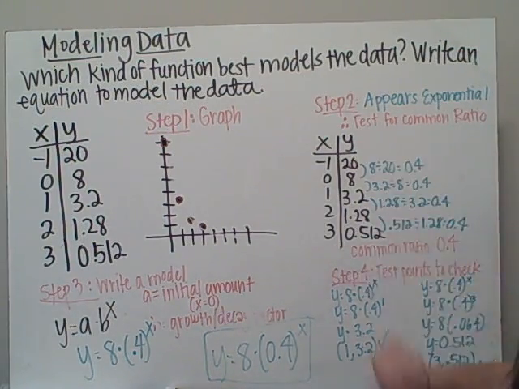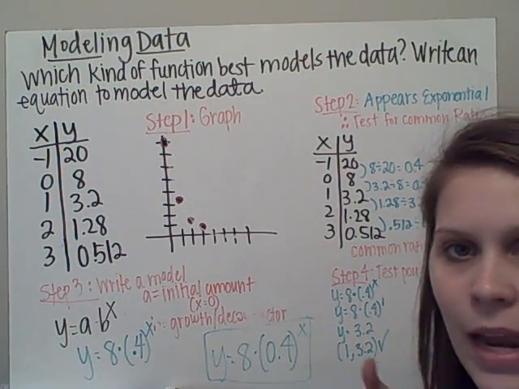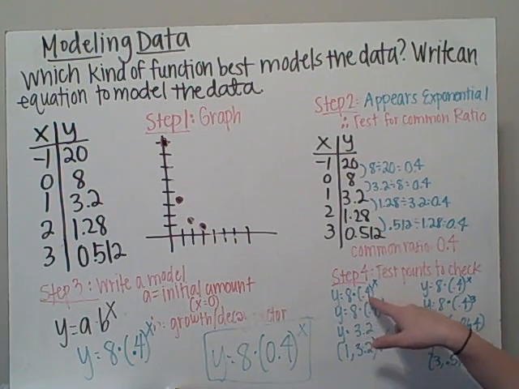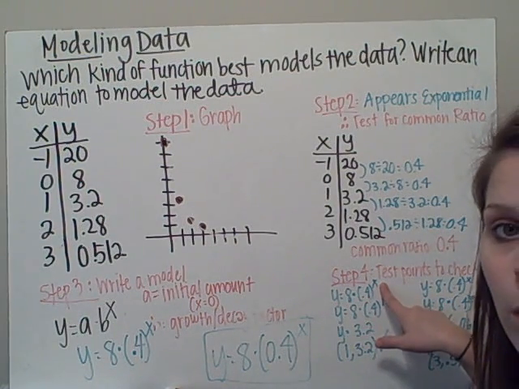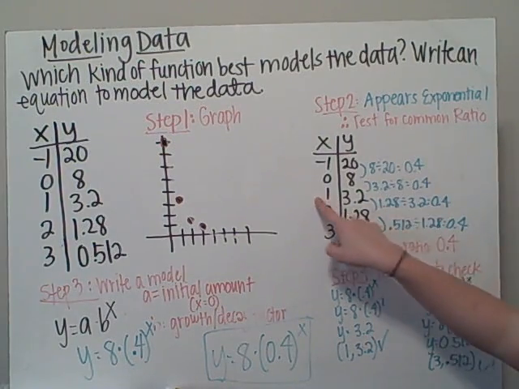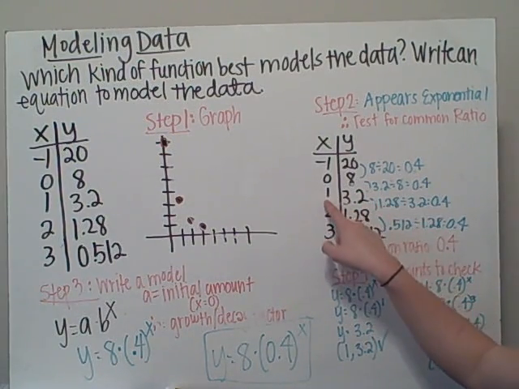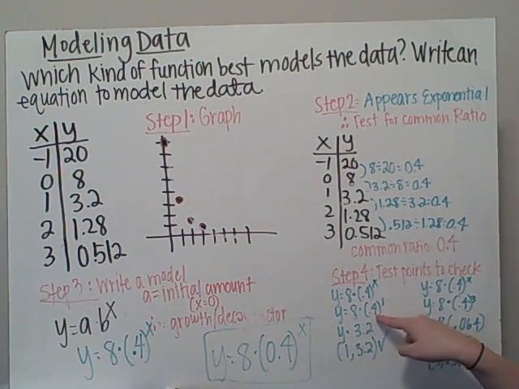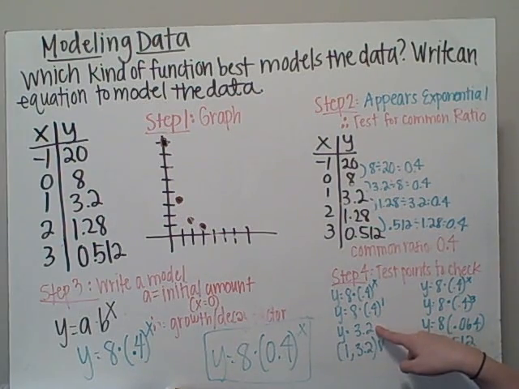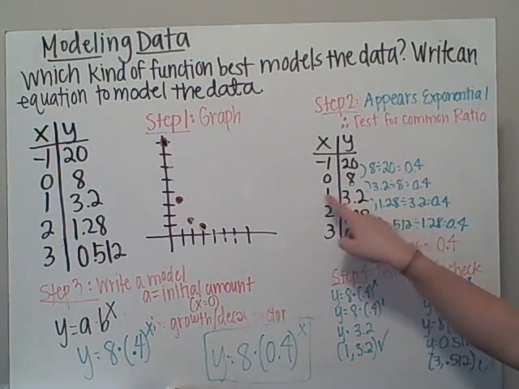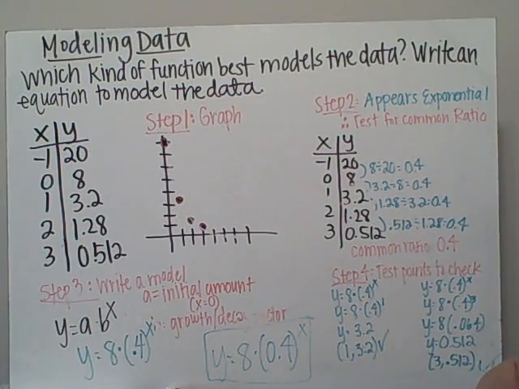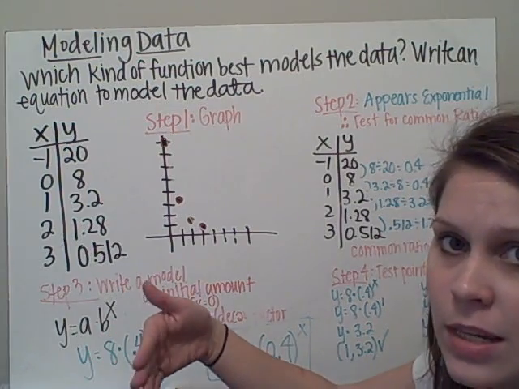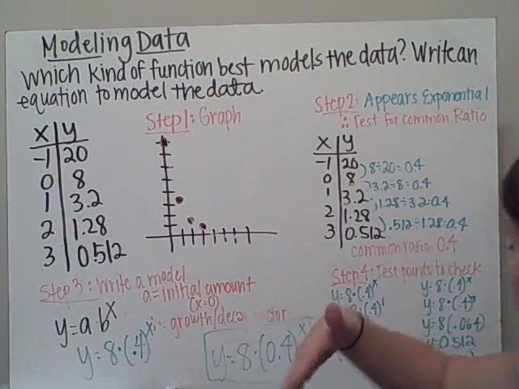So we're going to use some of the points in our table to make sure that they actually work in our equation. So I have y equals 8 times 0.4 to the x power, which is the modeled equation that we came up with. I am going to test when x is 1. So I plug in 1 for x, and 8 times 0.4 to the first power is 3.2. And 1 and 3.2 was one of the points in our table of data. Well, you always want to check more than one point because it could work for one and not for any of the rest.